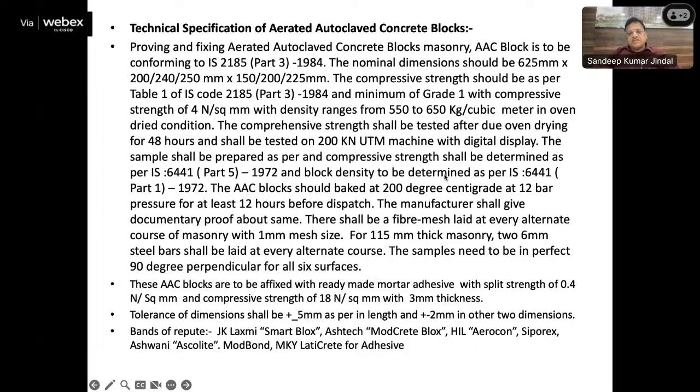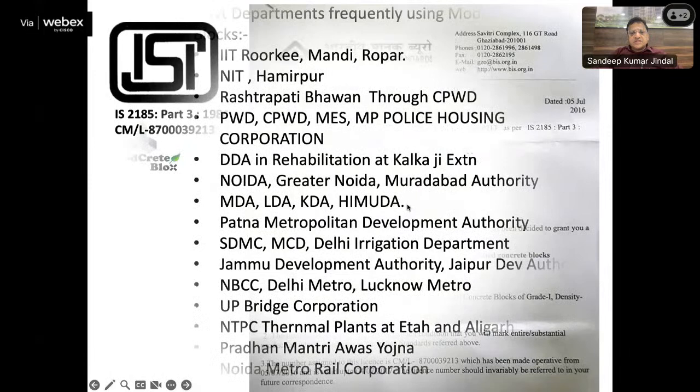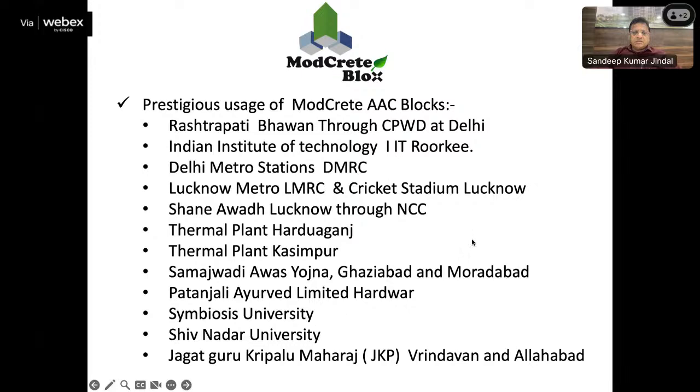But the specification which has been given in this DSR is very very vague specification. We recommend detailed specification should be provided in DSR. तो we have already written to BIS and other departments, PWD, CPWD, so they are in fact, when this new DSR will come, they will induct all these detailed specifications for AAC blocks. So these are the detailed specifications. So these are all, you know, multiple government buildings where we have used this product.